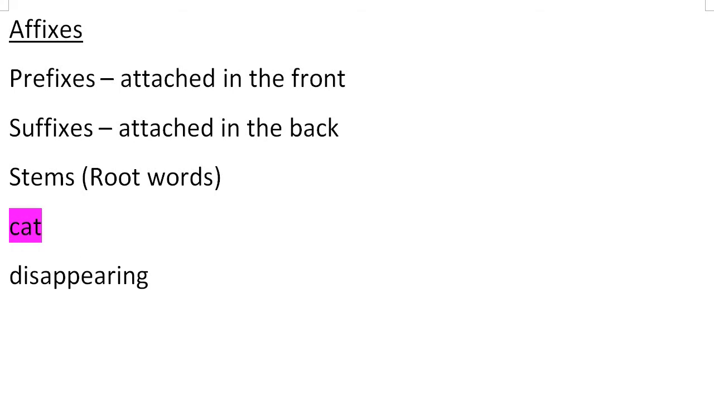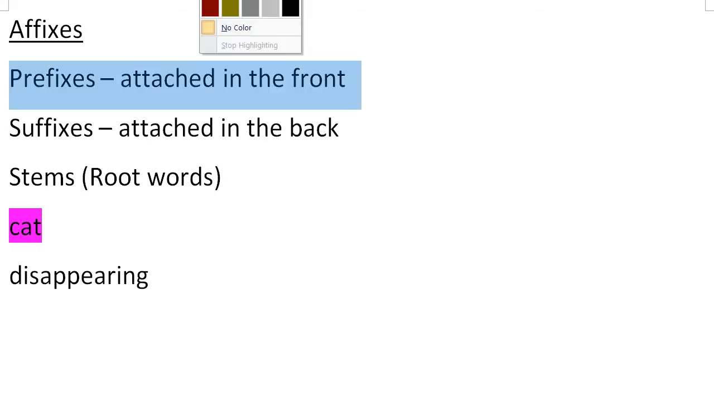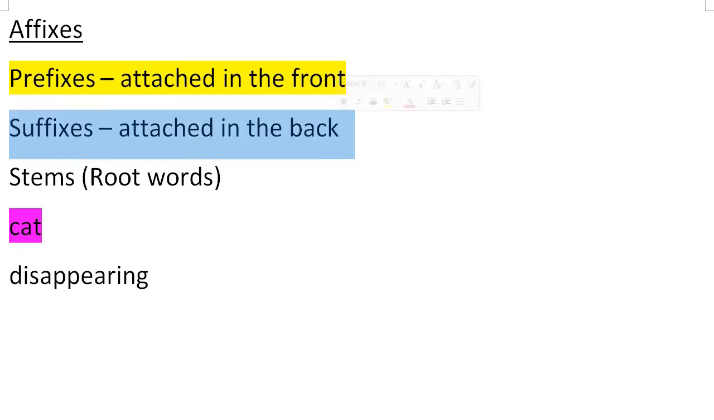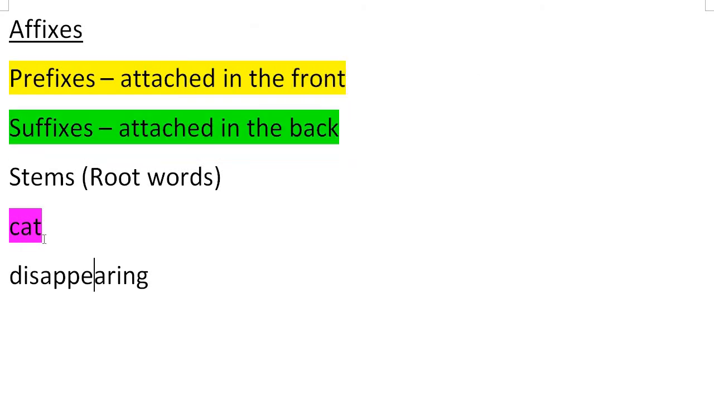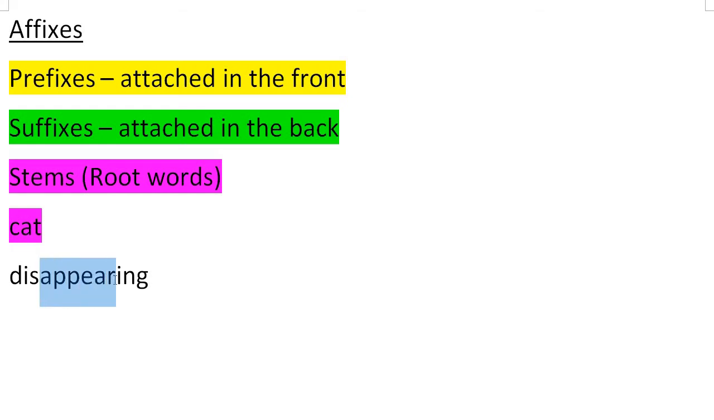Right, so if I look up here, let's give those some colors. Let's say this one is yellow and this one is green. So if I look at the word cat, there are no suffixes in there. Let's make our stems pink then. Okay, disappearing, my root word or my stem would be appear. And then my prefix would be dis, and my suffix would be the ing, disappearing.